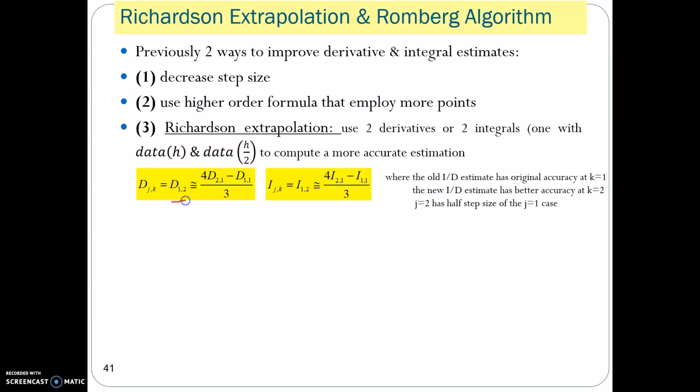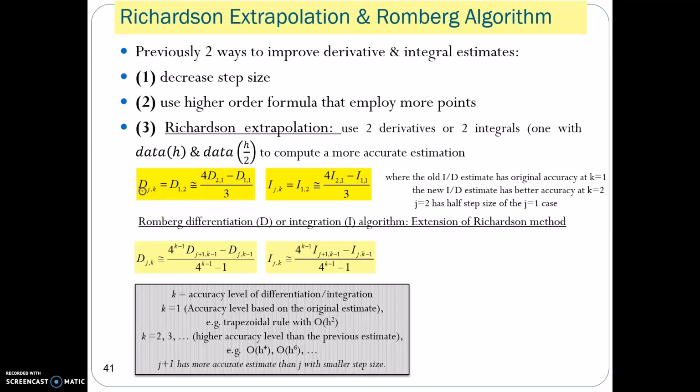You see that you can improve the differentiation and integration result by using the Richardson method. These two formulas are the same. You just change the symbol D to represent the differentiation and change it to I to represent the integration. We can further improve the differentiation and integration result by using the Romberg differentiation or integration algorithm.